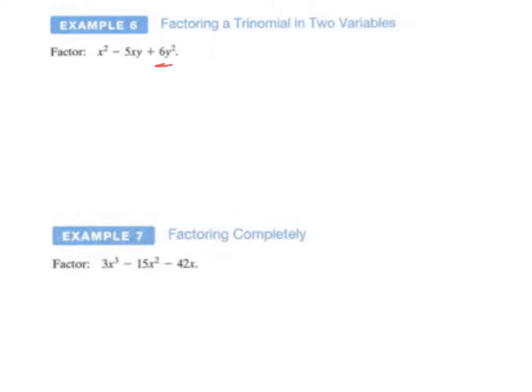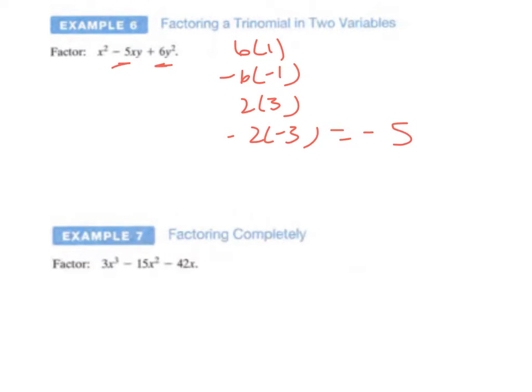So we're going to do the same thing here. We're going to look just at the number. What two numbers? So 6 times 1 gives me 6, -6 times -1, 2 times 3 and -2 times -3. And we're looking for -5. Well, this one adds up to -5. So my answer is -2, -3. So I have my x, and I have a -2, and I have my x, -3.